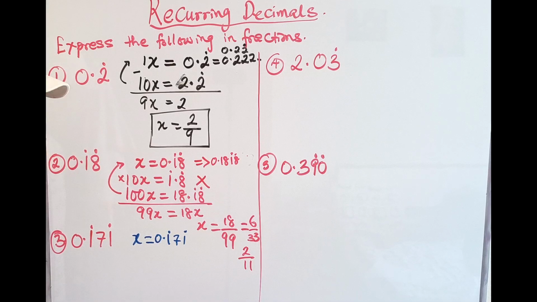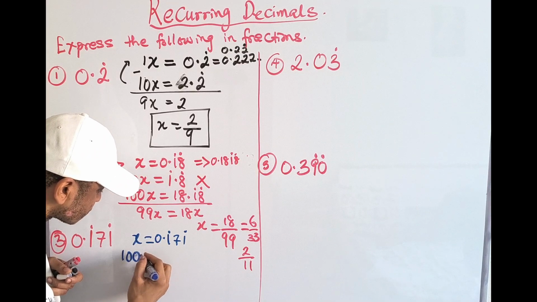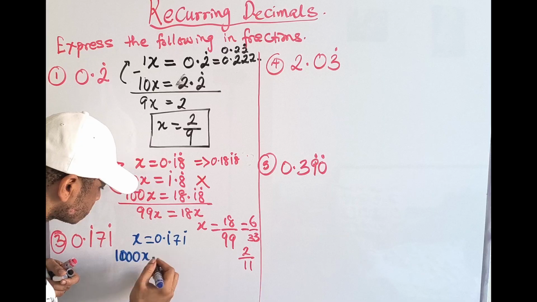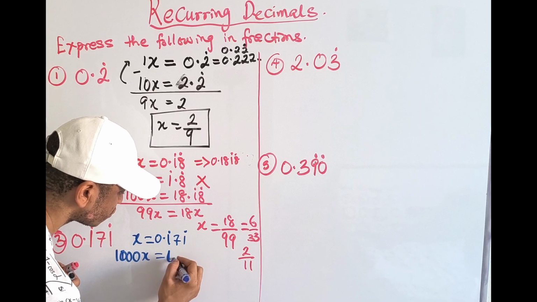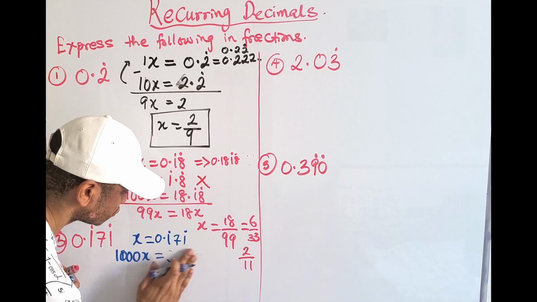So you should tell me now, can I use 10 to multiply? No, I can't use 10 to multiply. I cannot. So I have to use 1000. So 1000x is equal to 0.171. Sorry, I have to move it right.